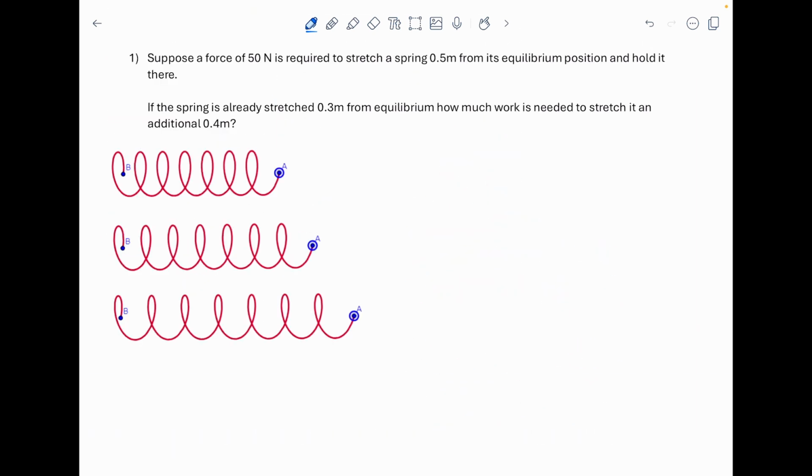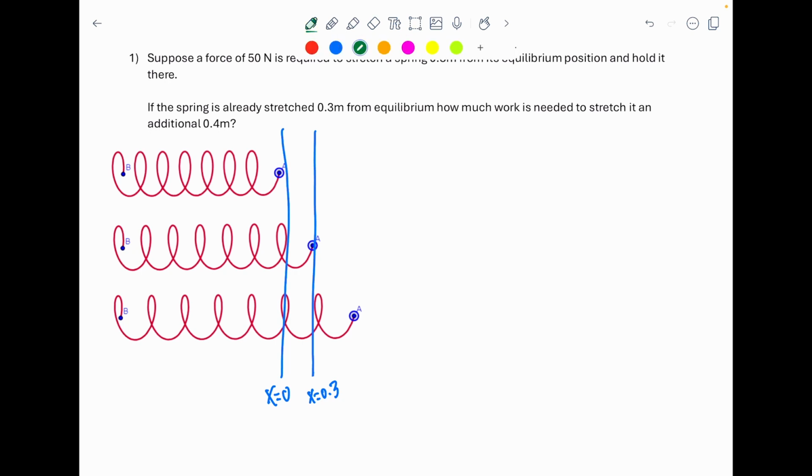Let's now consider a spring that's already stretched. Here's our equilibrium position at x equals 0. We're saying we have a spring that's already stretched 0.3 meters from its equilibrium. And now what we want to do is go from 0.3 meters and determine how much work is needed to take it an additional 0.4 meters. Well, if we're an additional 0.4 meters, what's our actual x value? We'd add that 0.4 to the 0.3 and we get 0.7 meters.